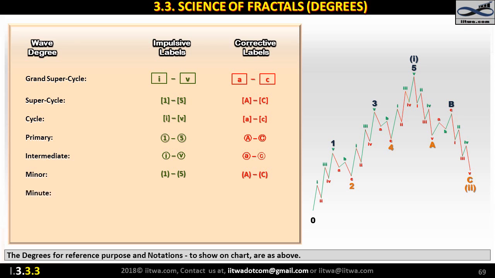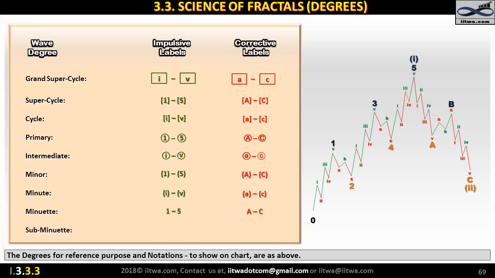Minute degree wave. This degree's impulsive waves are labeled as Roman numerals from 1 to 5 surrounded by parentheses, while corrective waves are labeled as lowercase alphabets from A to C, also surrounded by parentheses. Minuette degree waves. This degree's impulsive waves are labeled as cardinal numerals from 1 to 5, while corrective waves are written as uppercase alphabets from A to C.